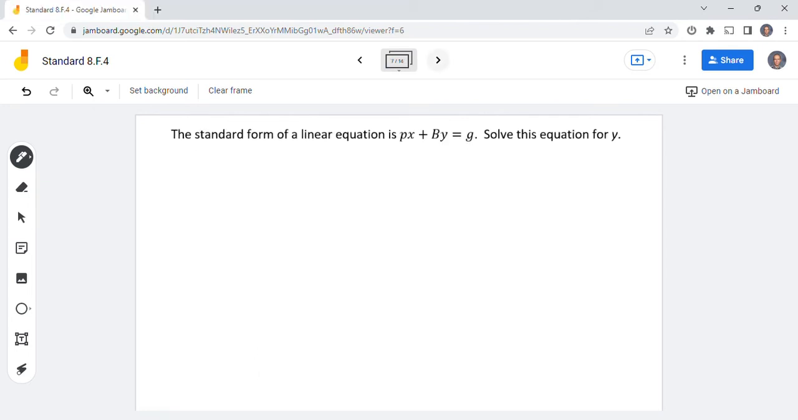Now we're getting into some literal equations where we have multiple variables, so we have to pay attention over here to which variable to solve for. This one we want to solve for y. The y is right there.